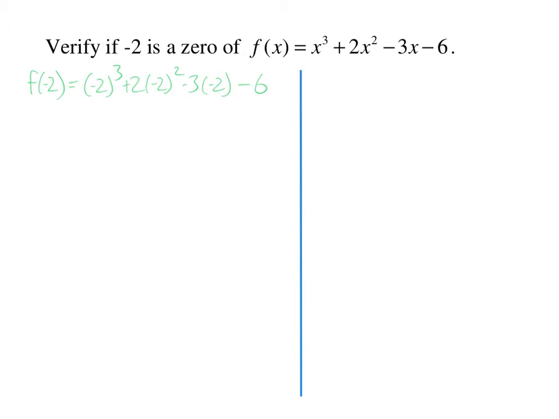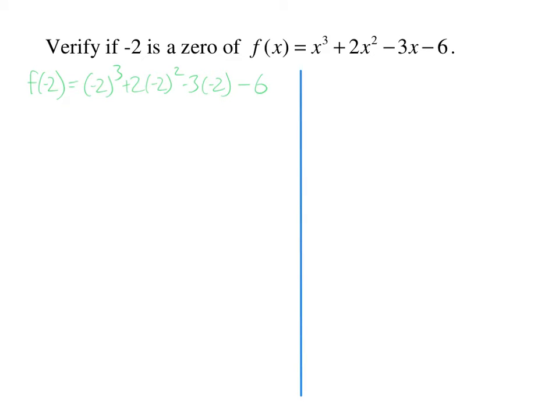Now, I might have lost you there because you might wonder where this all came from. Right here I put negative 2 there, and there. Right there, there, and there. I also put it there just to describe what I plugged in. So this is the first step. If you're verifying a 0, you want to know if when you plug it in, you get 0 as a result.